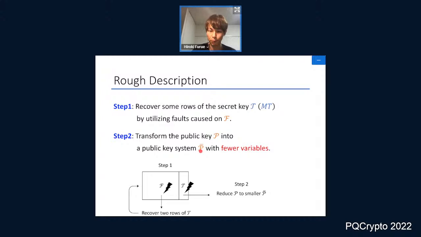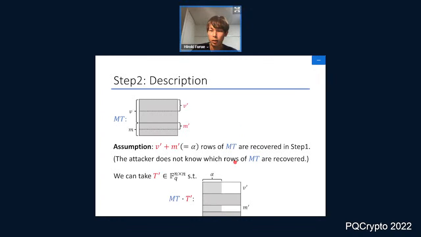We here omit the explanation of step one. And in step two, we here assume that the first v' rows of the first v rows and the first m' rows in the last m rows of M_T are recovered in step one. But please note that the attacker does not know which rows of M_T are recovered. And by using this information, we can take an n times n matrix T' satisfying that M_T times T' has a form like this. The right n minus alpha elements in the v' plus m' rows recovered in step one are zeros like this.